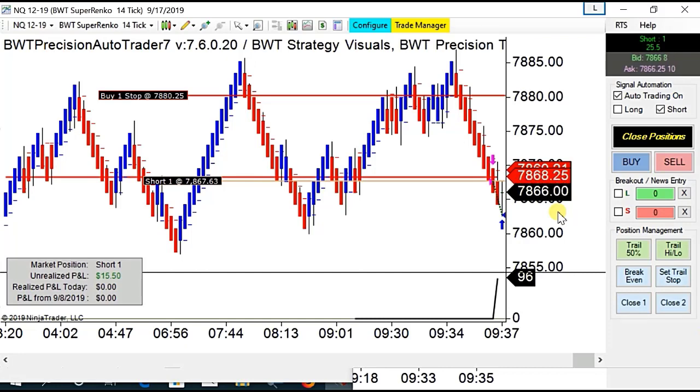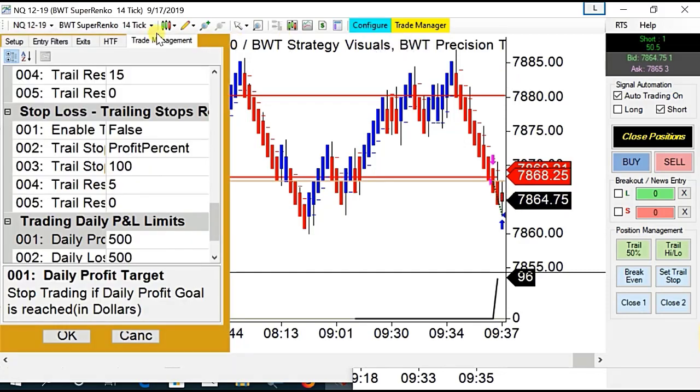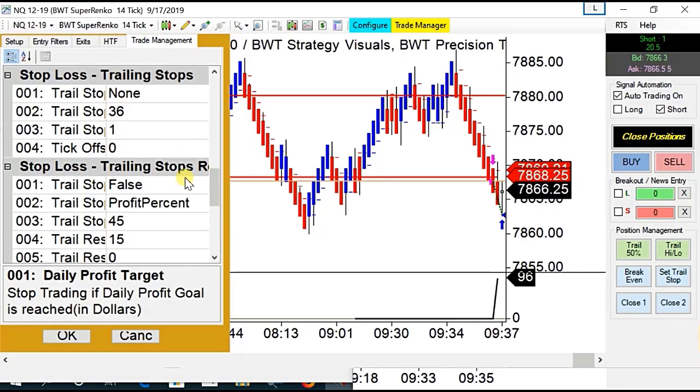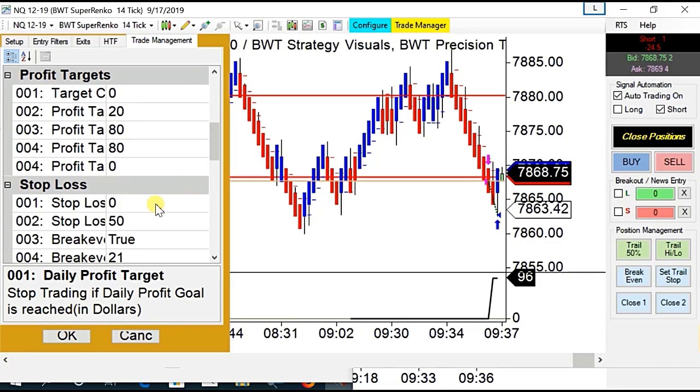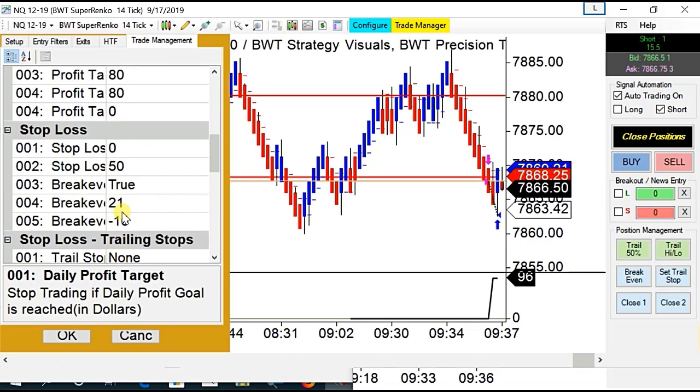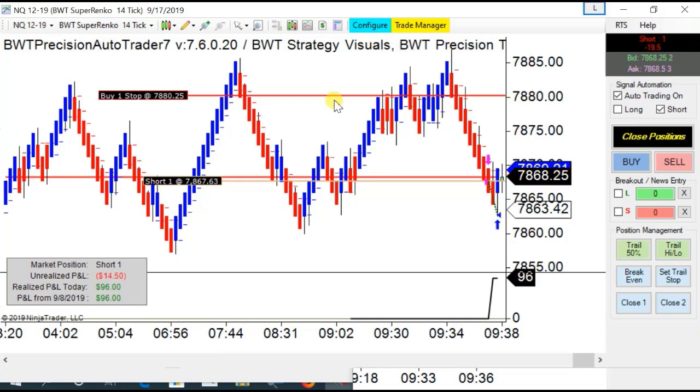Now the actual break-even stop, I think, is not... Break-even is true at 21 ticks, so we did not hit 21 ticks, I guess. So the break-even did not go to -10 yet because we did not have enough ticks in profit.